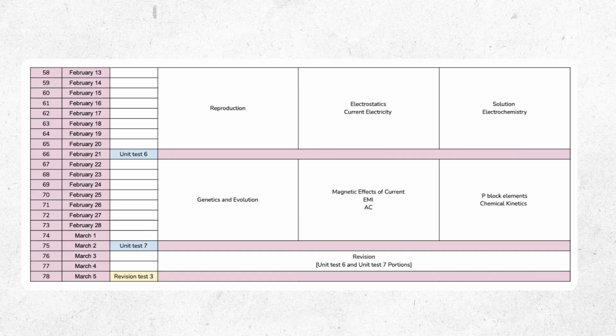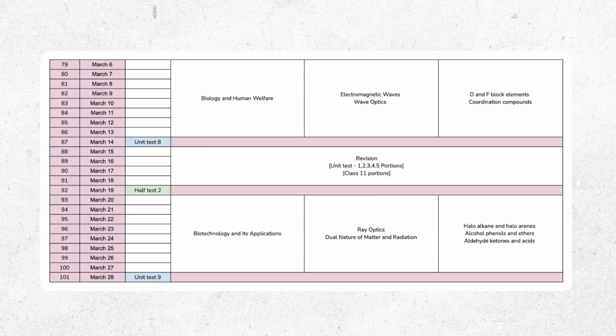Now moving on to class 12 portions. Like before, you will study block 6 syllabus followed by unit test 6. Then block 7 syllabus followed by unit test 7. After that, you will write revision test 3 for block 6 and block 7 syllabus. Next, you will move on to block 8 syllabus followed by unit test 8. Before going to next block, you will get 5 days to revise class 11 portions once again. And you will write half portion test for class 11 portions once again.